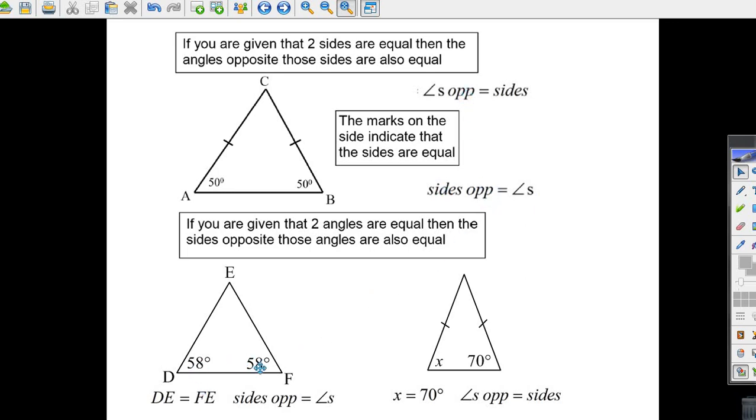So if you've got those two are 58 degrees, you can say DE equals EF because sides opposite equal angles. But if you didn't know what this is, you know that's 70, but those two sides are the same. You can say X is 70 because of angles opposite equal sides.